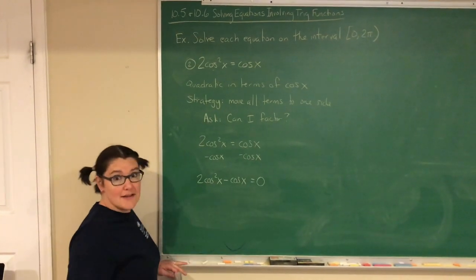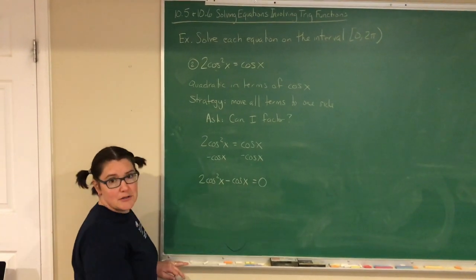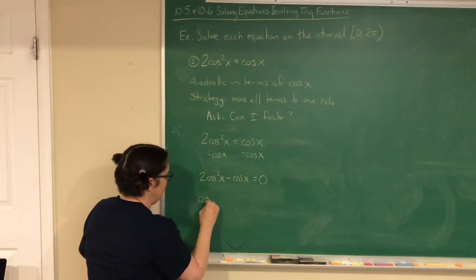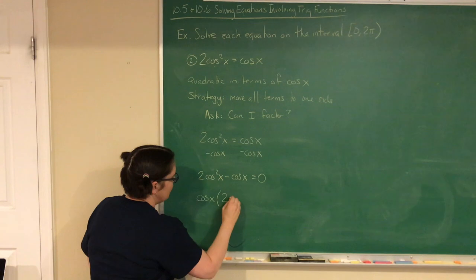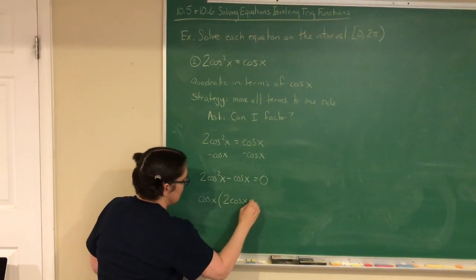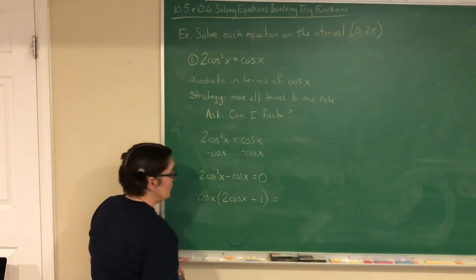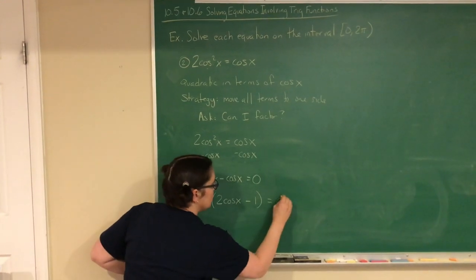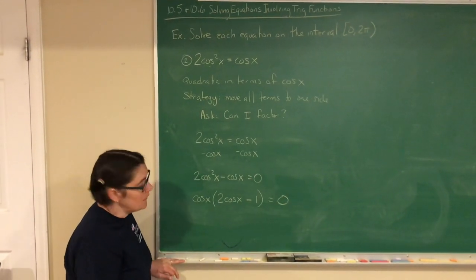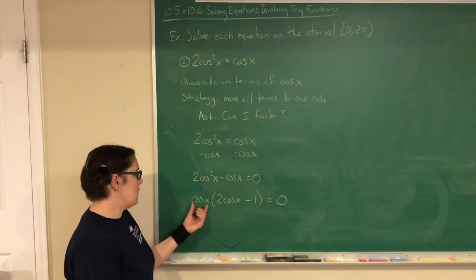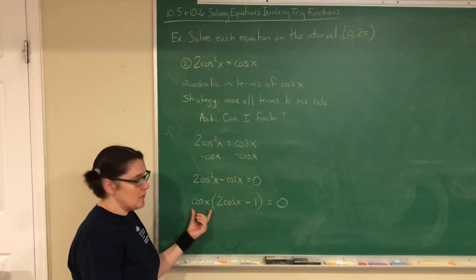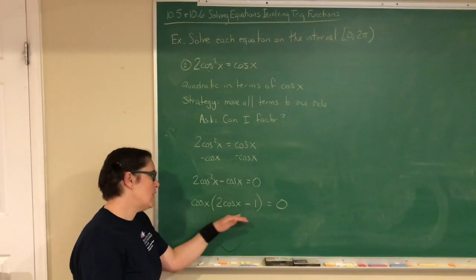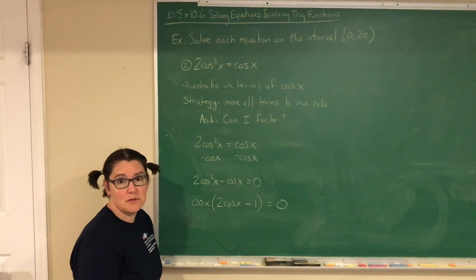And the answer is yes, I can, because I have a common term of cosine of x in both of these pieces. So I'm going to factor out cosine of x. And what I'm left with is 2 cosine x minus 1. So I have cosine of x times 2 cosine x minus 1 equals 0. All right, so now we're in a situation where we have one term times another term is equal to 0, which means at least one of these two expressions has to be equal to 0.